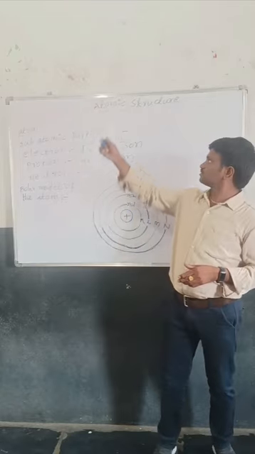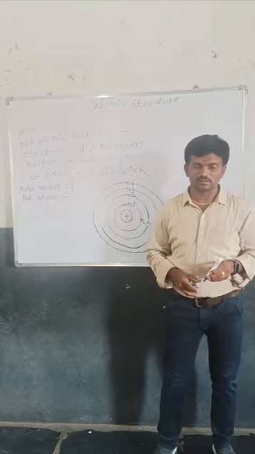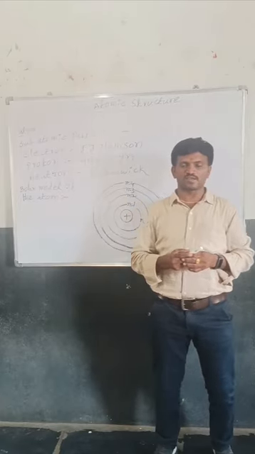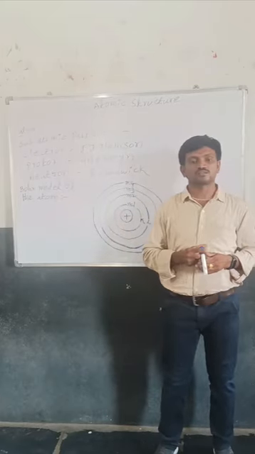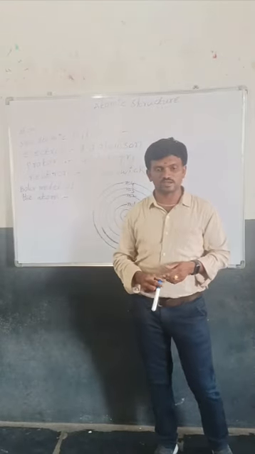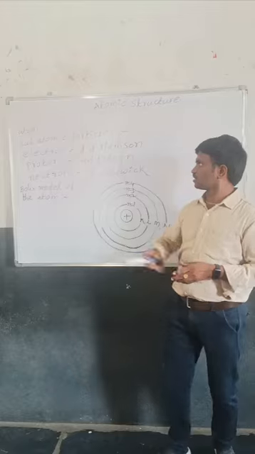Today we will discuss atomic structure. Atom is the smallest particle of matter. There are three subatomic particles. First one is electron, proton, neutron.